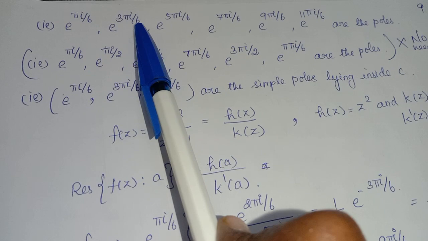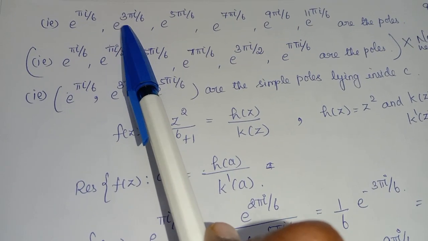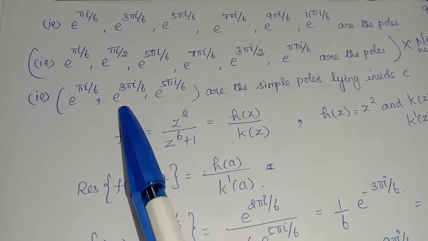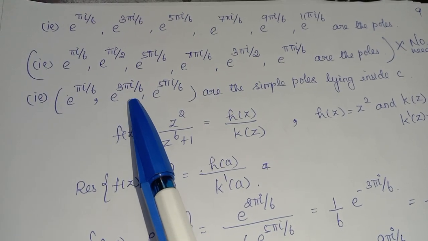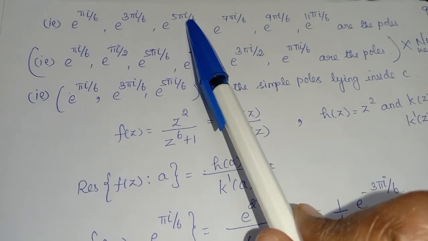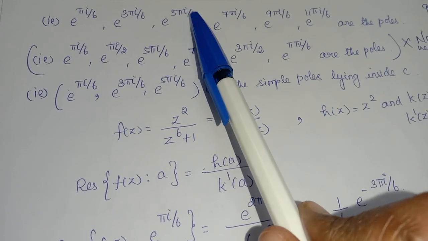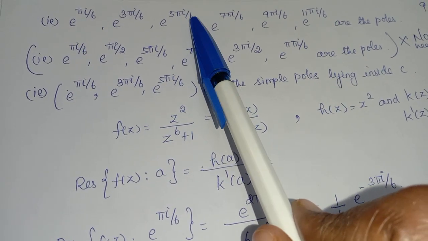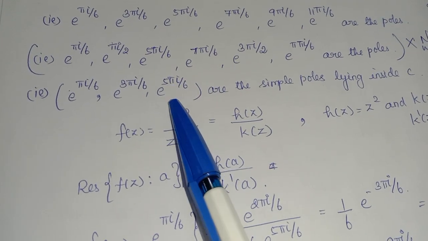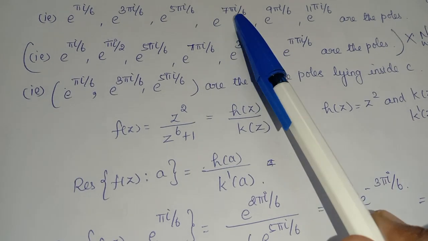Next one, 3 pi by 6. Pi by 6 means 30. 30 into 3 is 90. 90 is also on the upper half plane. So 3 pi by 6 is also on the upper half plane. Next one is 5 pi by 6. So 5 into 30 is 150. 150 means it is in the second quadrant. That means upper half plane. So it is also inside the curve C.